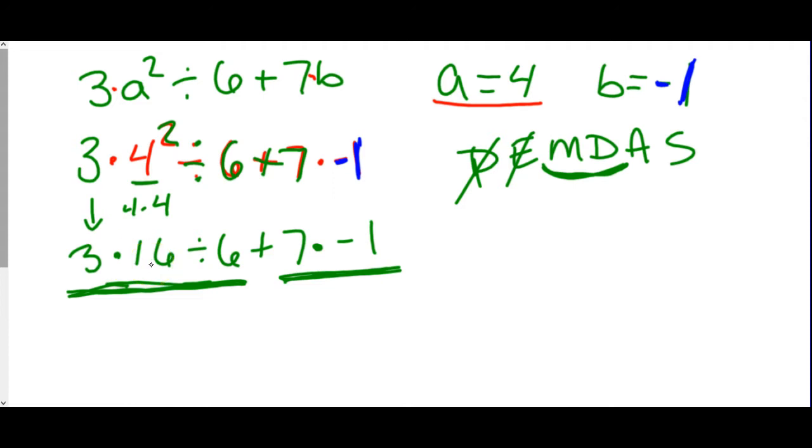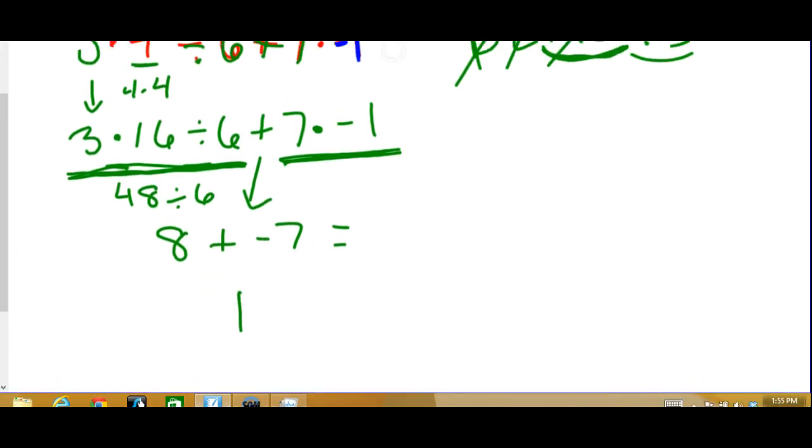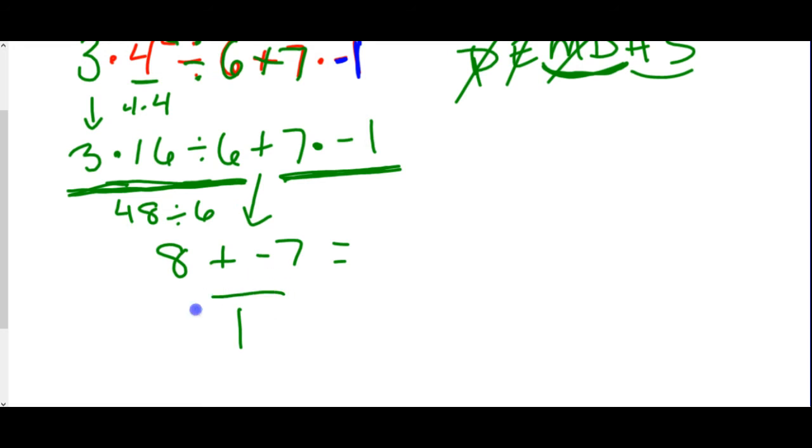So we have to go from left to right. 3 times 16 is 48. 48 divided by 6 is 8. We still have the plus sign. 7 times -1 is -7. Now we go to our add and subtract. We've done and taken care of all our multiplication and division signs. We have plus 8 plus a -7, so we add those together, and that gives us a +1. Again, that's our final answer.